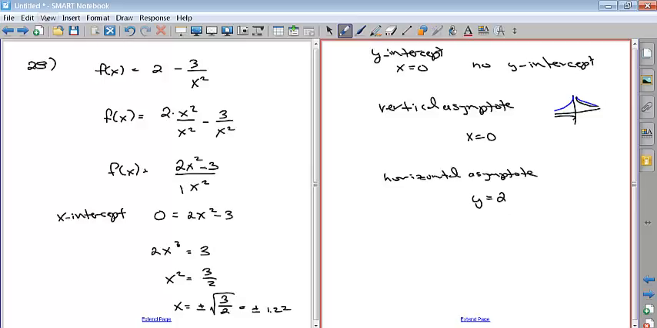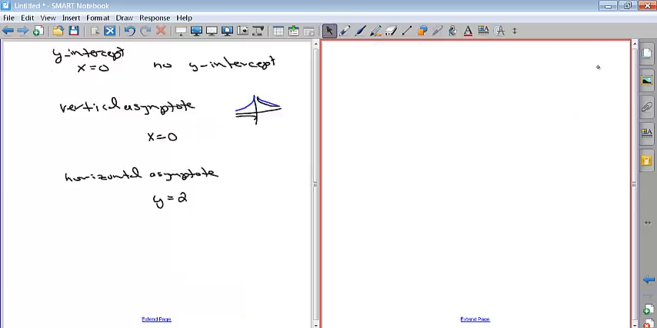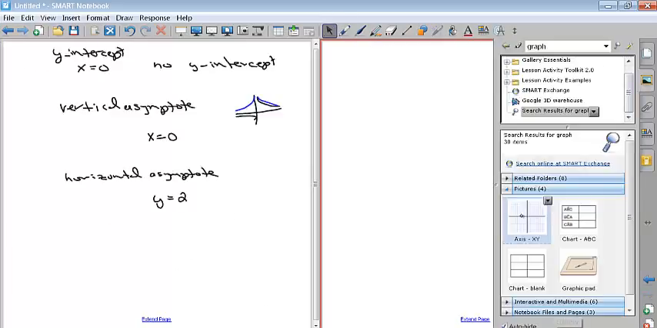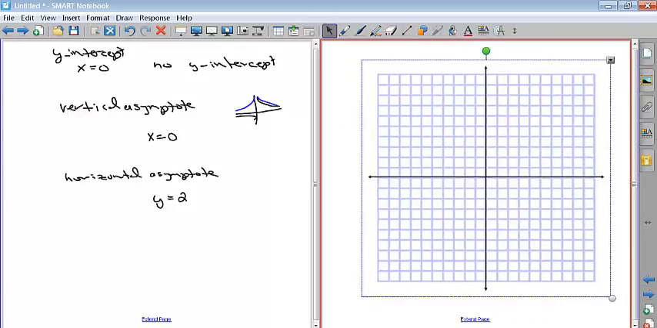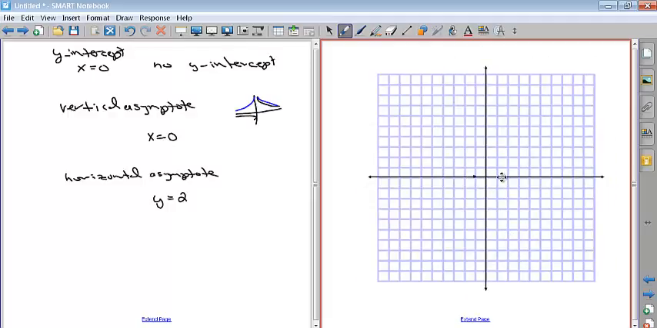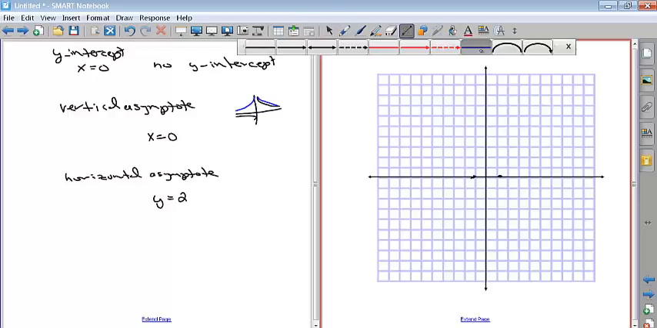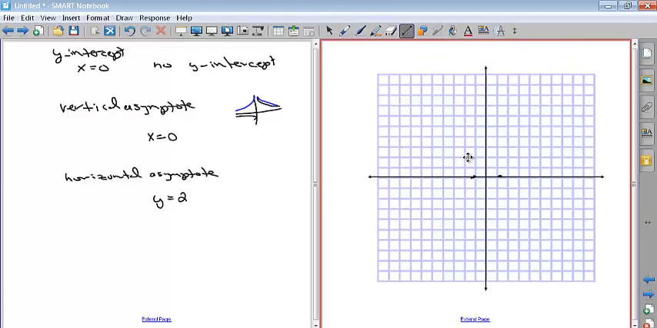So let's plot what we know so far. Let's see if we can deduce what's going on here. We've got an x-intercept at negative 1.22, which is about there, and another x-intercept at positive 1.22. There's no y-intercept. There is a horizontal asymptote at y equals 2, and a vertical asymptote at x equals 0.